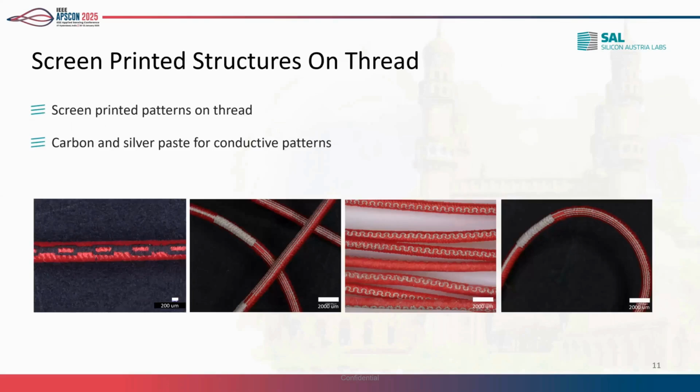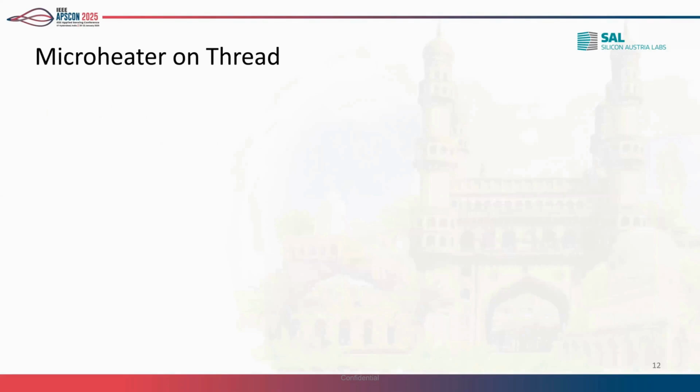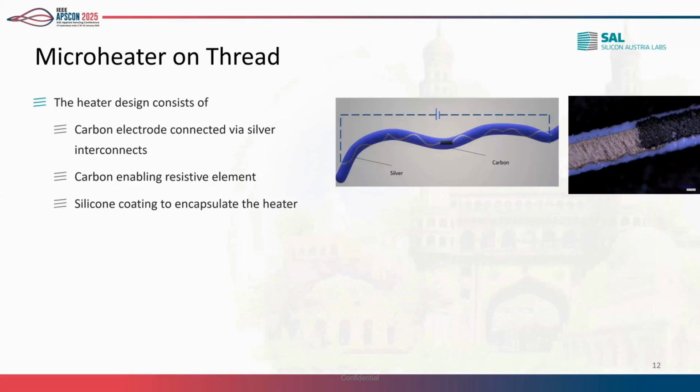These are some example cases we are showing, to show how this would look. Carbon, silver, and different materials can be printed. However, in this work, we have used carbon and silver. So I come back to the micro heater part on thread. It is basically a simple heater made of printed carbon element, with interconnection lines of silver, and also a coating to provide protection.